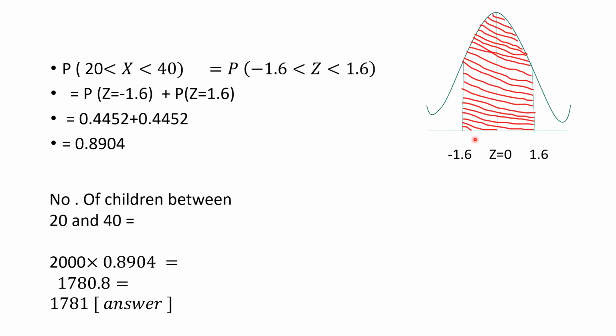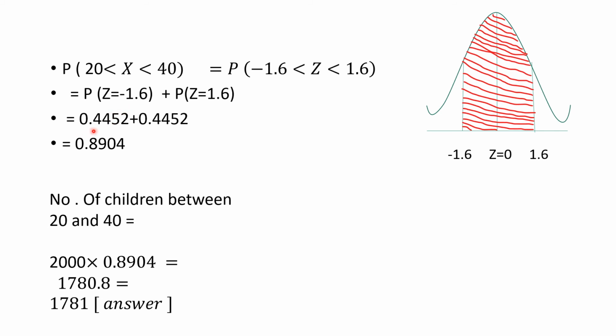Okay, coming over to this graph, this vertical line denotes z is equal to 0. The left hand side denotes minus 1.6 and the right hand side shows 1.6. Now you have to calculate the probability of the shaded area between minus 1.6 and 1.6. So this is equal to the probability of z is equal to minus 1.6 plus the probability of z is equal to 1.6. Now, the probability will be given to you in the question.